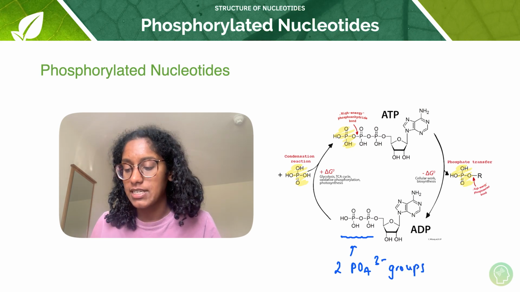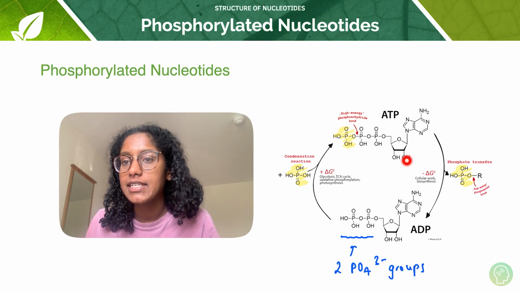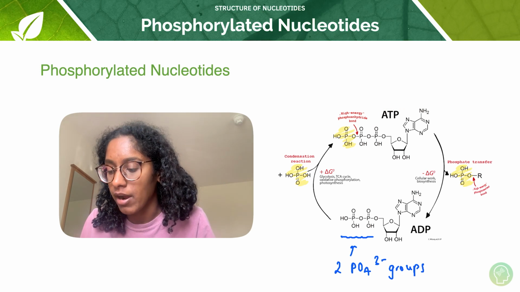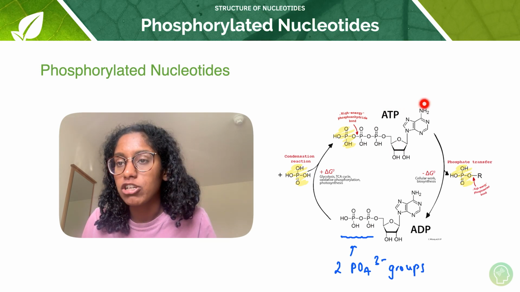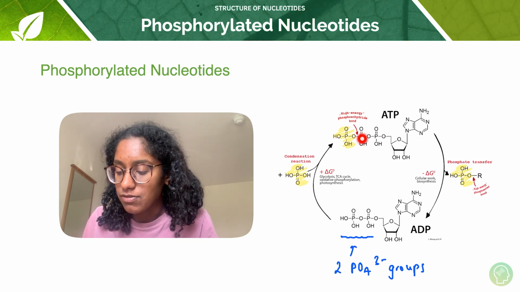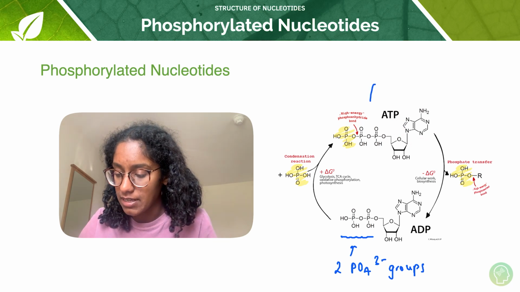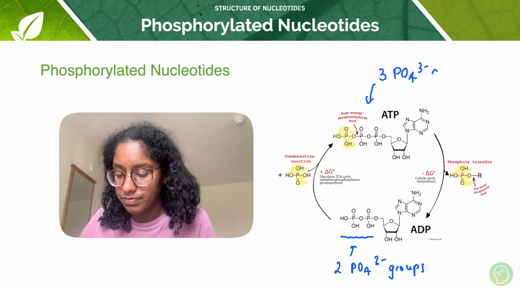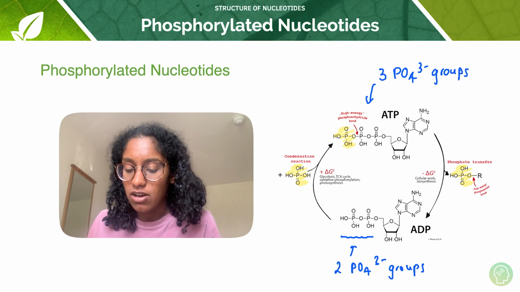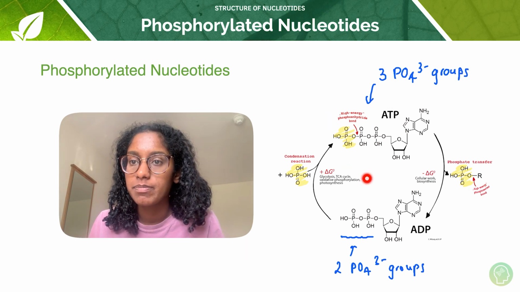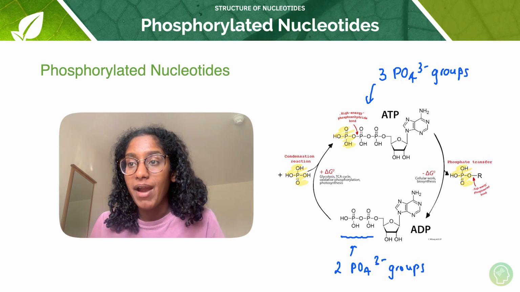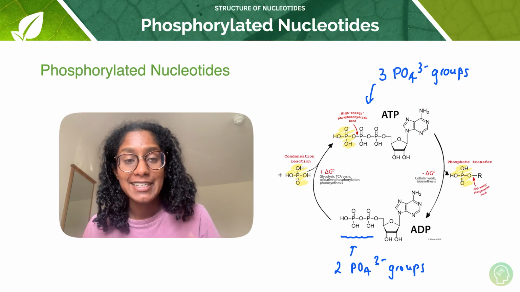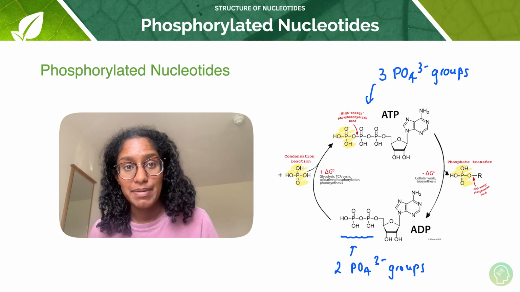Now let's contrast this to ATP. ATP has the same sugar ribose, it has the same nitrogenous base, adenine. However, it's got an added phosphate group. So ATP has 3 phosphate groups. So ATP has 3 of these high energy phosphate bonds. And when one of these breaks, energy is released and ATP is converted to ADP.